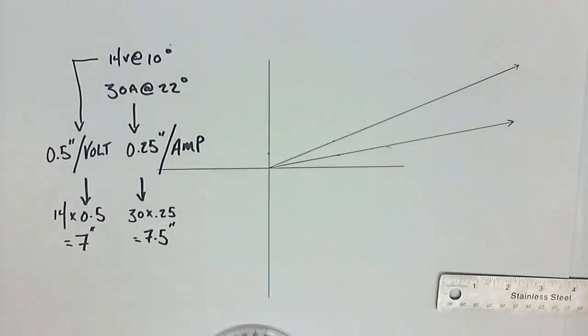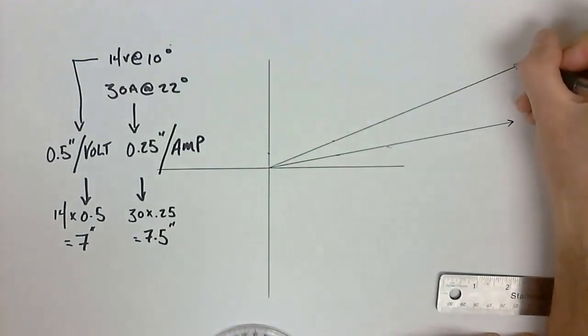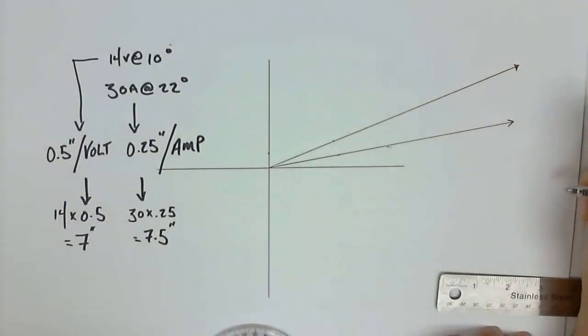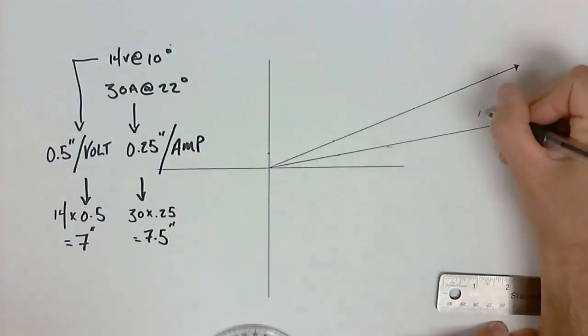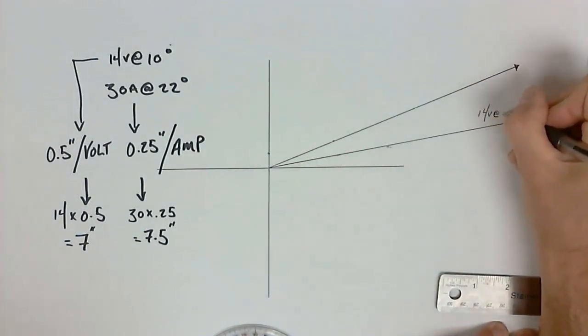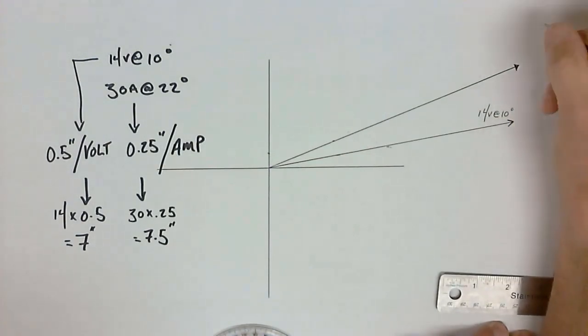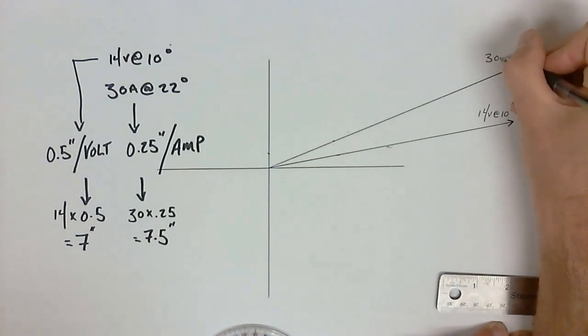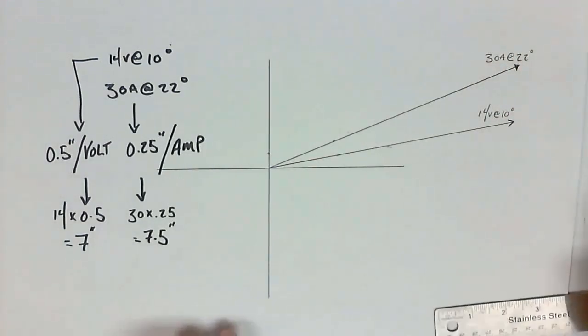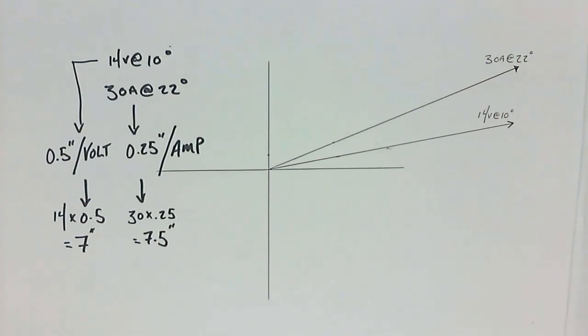And so what we get is 2 values that are accurately portrayed in their visual representation. So this one being 14 volts at 10 degrees, and this one being 30 amps at 22 degrees. So it's an accurate method of displaying information.